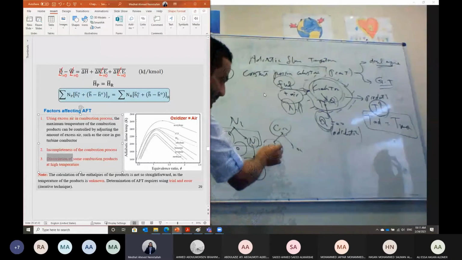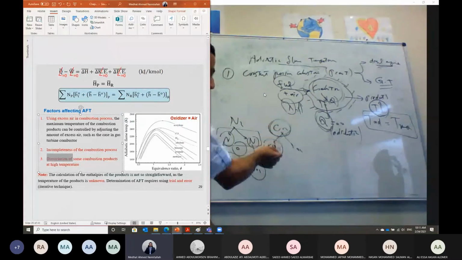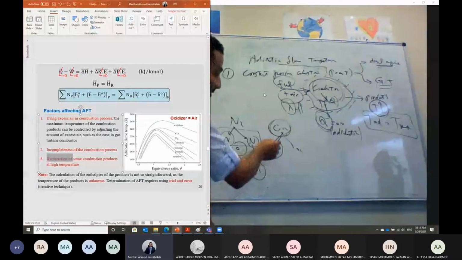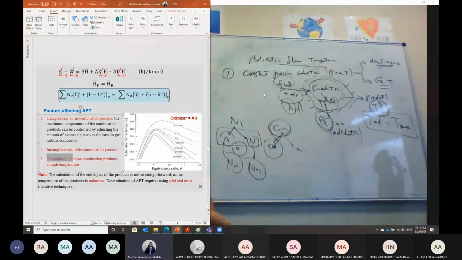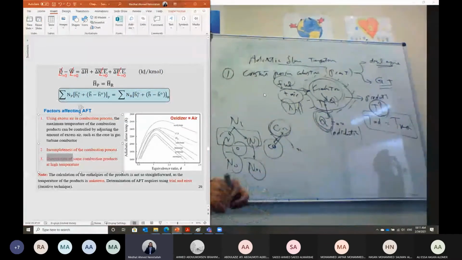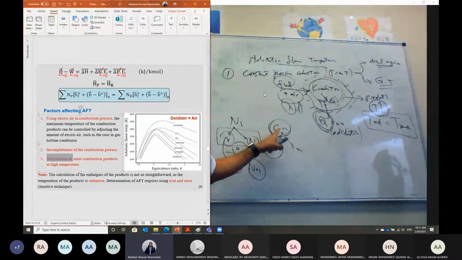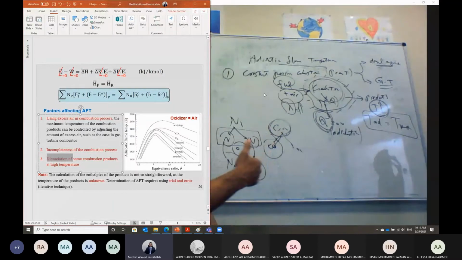CO, guys, is fuel. It has to be burning. So if we have dissociation and this CO is converted back to fuel, this is a kind of endothermic reaction. It needs heat, so it will take part of the heat here and it will lower the adiabatic flame temperature. So if we have dissociation, that means we convert the product back into fuel, and that means it will absorb heat and lower the adiabatic flame temperature.